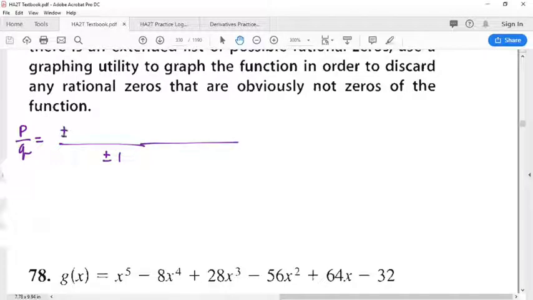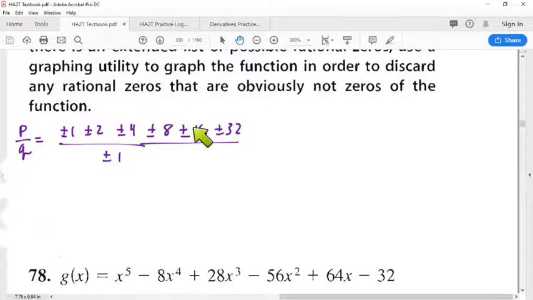We got plus or minus 1, plus or minus 2, plus or minus 4, plus or minus 8, plus or minus 16, and plus or minus 32. Is that it? So that's 1, 2, 3, 4, 5, 6. 6 times 2 is 12. So there are 12 possible rational zeros here, which is horrible.